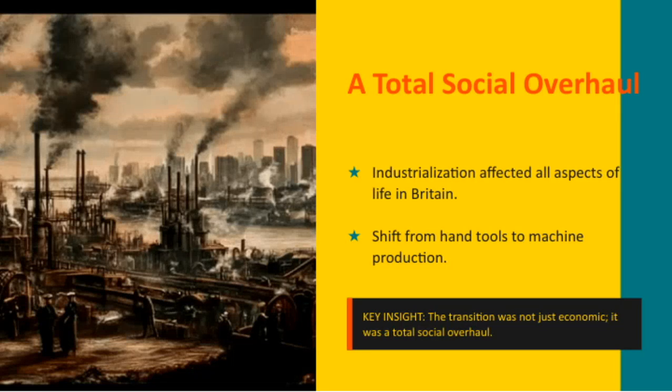Let's take a closer look at the key insight here. The transition during this period was not just about economic change, it was a complete social overhaul. What does that mean exactly? Well, it wasn't only about shifting from traditional hand tools to new machine-based production methods. It was a profound transformation that affected every aspect of everyday life in Britain.